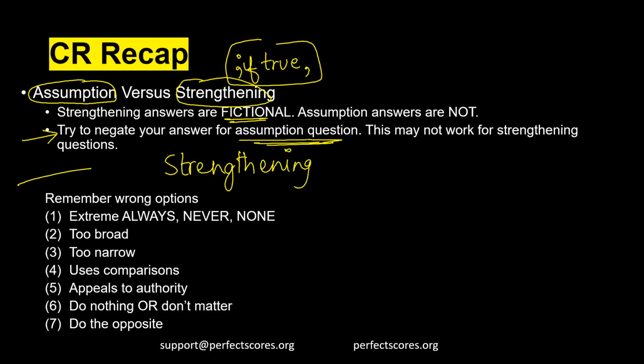And you have to remember these wrong options. Extreme options, like always, never, none, most, or everyone, are usually wrong. If an option is too broad or too narrow, like too much beyond scope or too much a subset of the scope, that's going to be wrong. If an option uses incorrect comparisons that do not actually support the statement, that's going to be wrong. If it mentions appeals to authority, like just because a manager said this, the argument does not get strengthened.